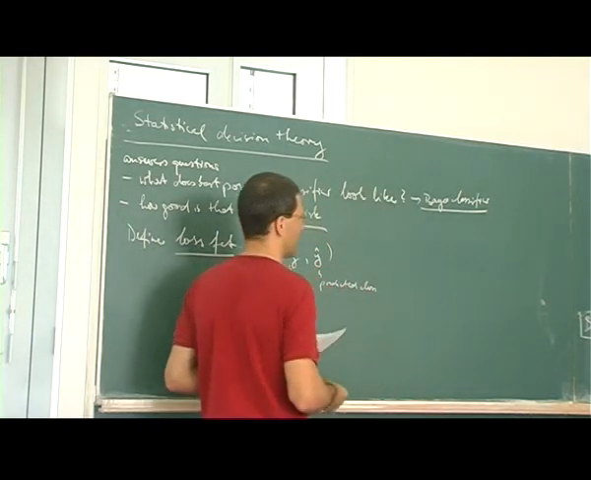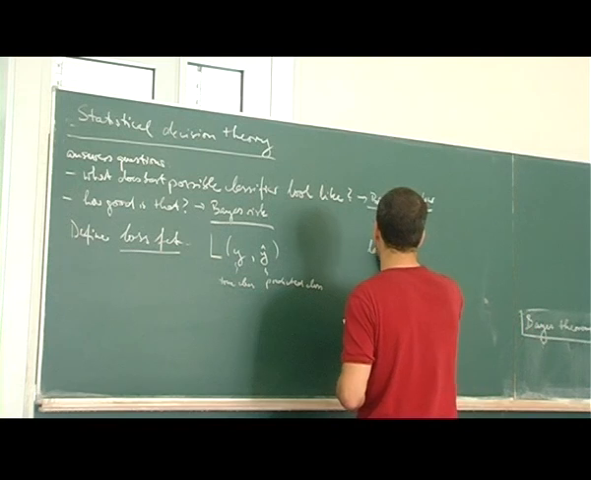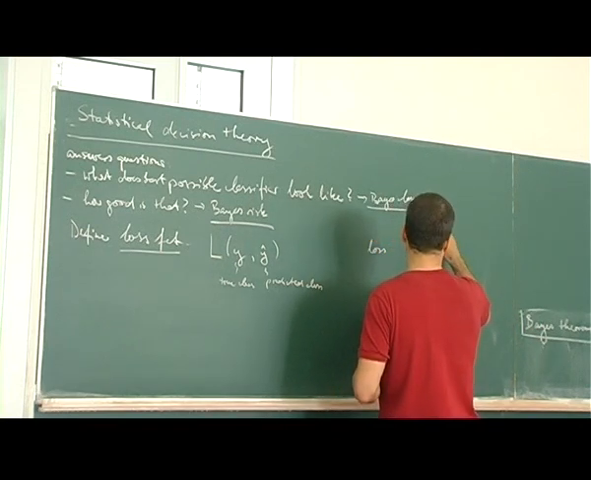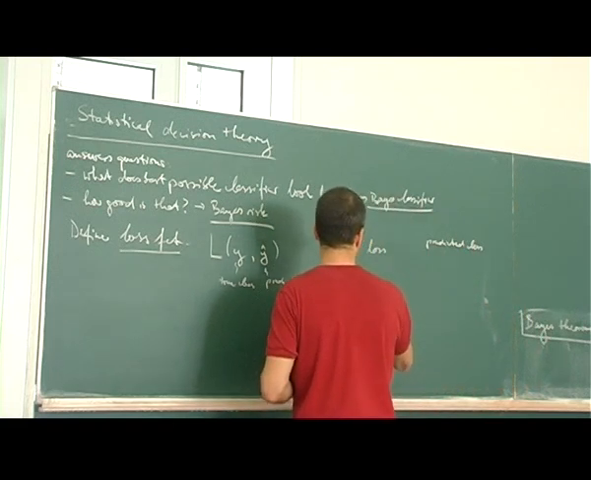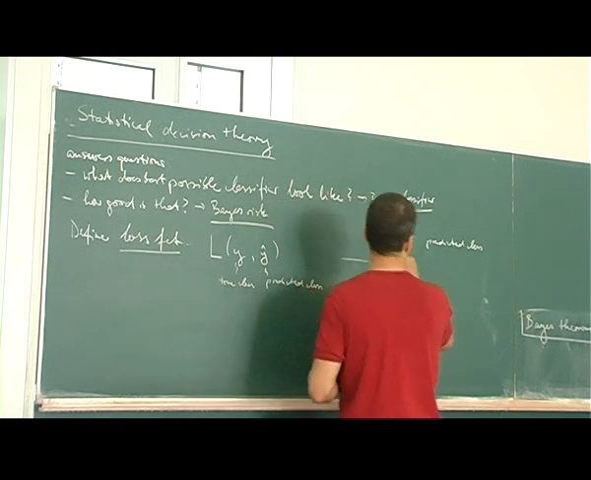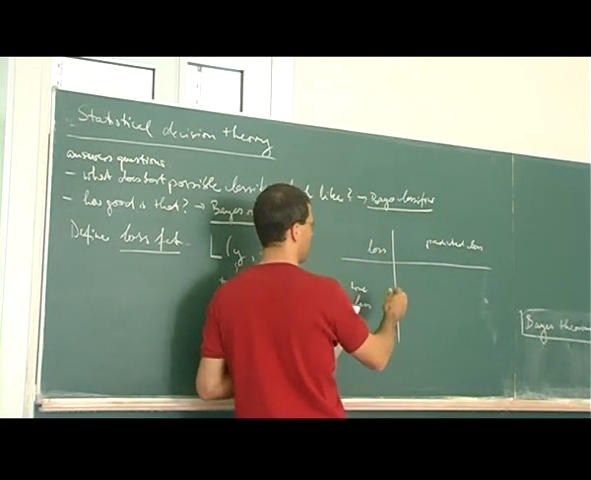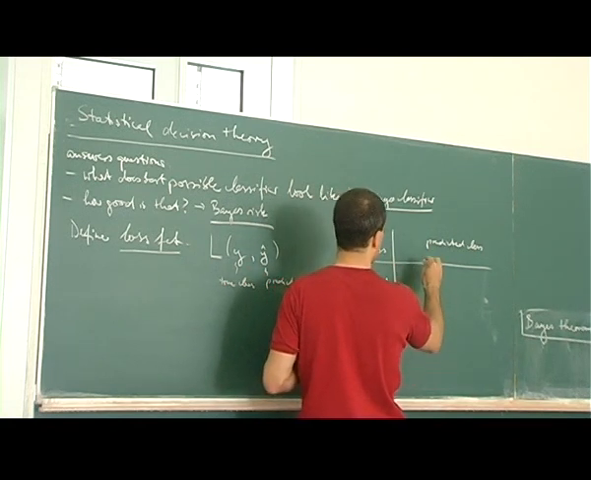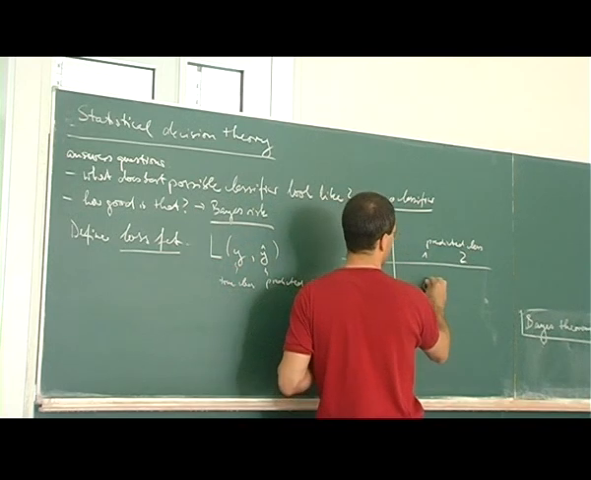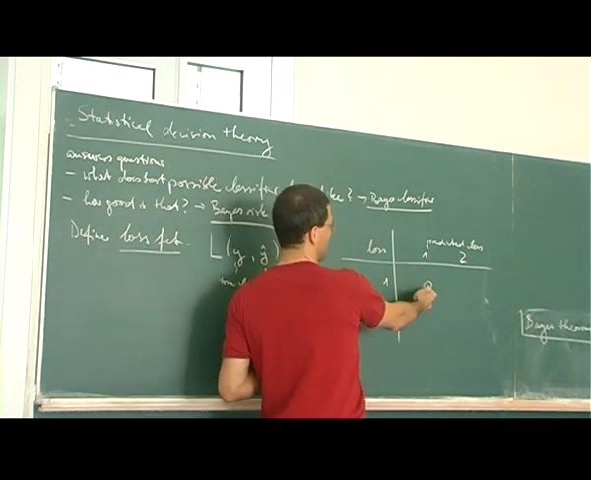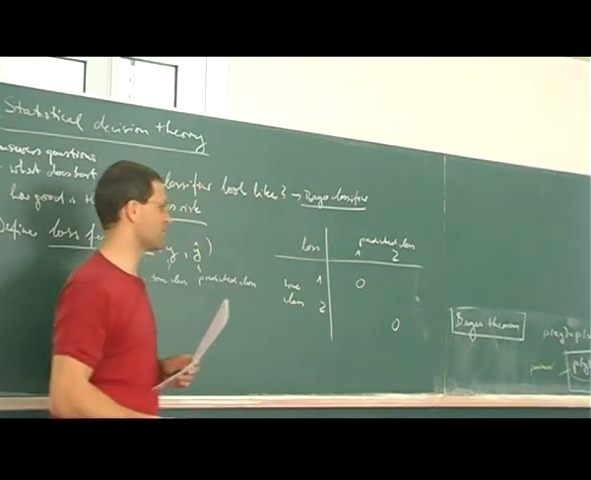So these loss functions are often summarized in a table. We have a loss, and then we have, for example, a predicted class and a true class. Let's call these classes 1 and 2, and the predicted classes are called 1 and 2. Now the loss, if the true class is 1 and we predict class 1, in most loss functions it makes sense to set this cost to 0. Similarly, if the true class is 2 and you predict class 2, then the loss also makes sense to be set to 0.